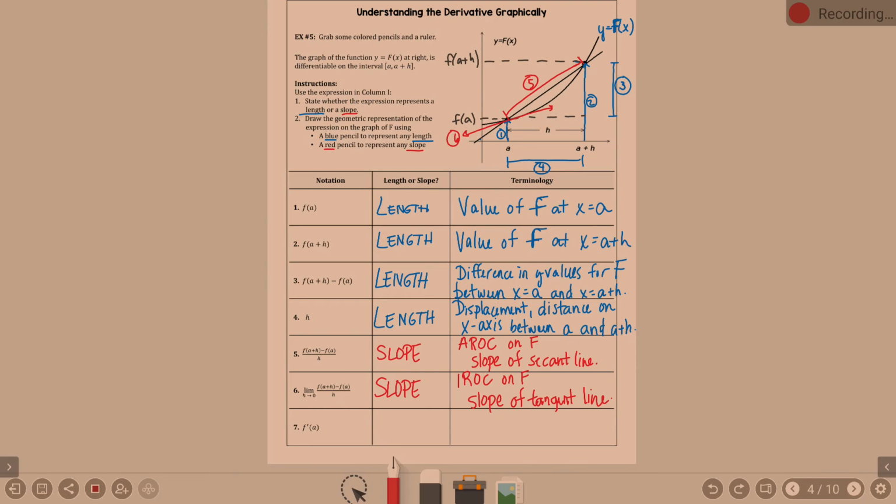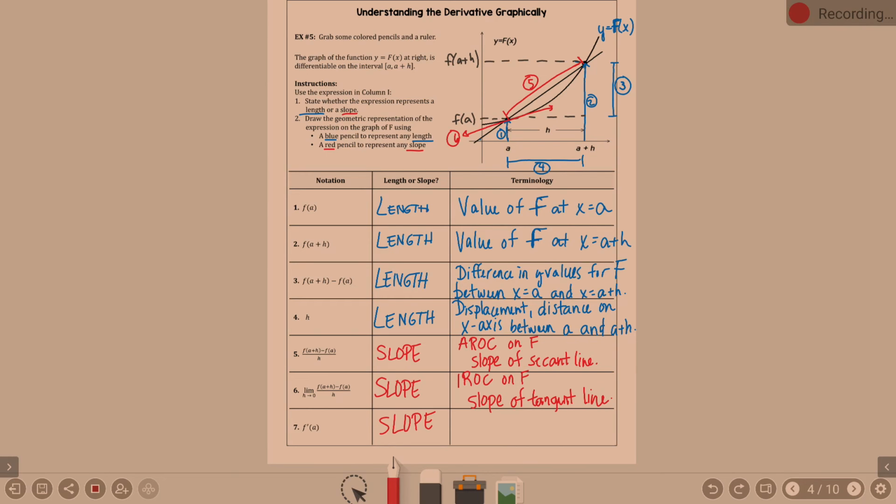And 7. I agree with Mario. I think it's slope. Let's go with slope. F prime is the derivative, which is slope. Slope of what? F of a. Okay, what's the definition of derivative? Slope of the tangent line.